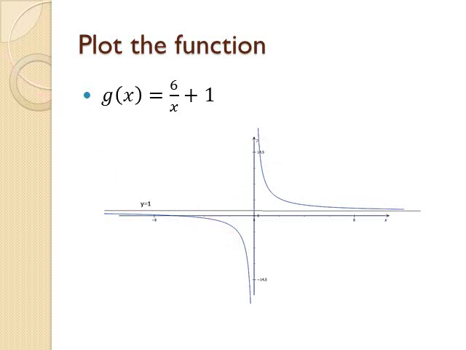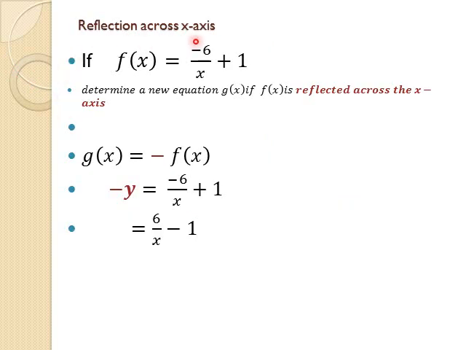This is just a quick summary. Alright, reflection across the x-axis. f of x equals negative 6 over x plus 1. Determine a new equation, g of x, if f of x is reflected across the x-axis. Across the x-axis, my y value changes sign. So it was positive, now it becomes negative f of x. Therefore, negative y equals negative 6 over x plus 1.